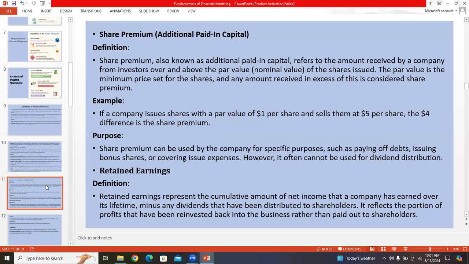Here is the par value definition. The par value is a minimum amount set for the shares, and any amount received in excess of this consideration is called the share premium. If the company's nominal value is $10 or 10 rupees, and I get $11 or 11 rupees, the 1 rupee is in excess of the nominal value and is considered share premium. It would be shown separately. For example, if a company issues shares with a par value of $1 per share and sells them at $5 per share, the 4 is share premium. Yes, we understood that.